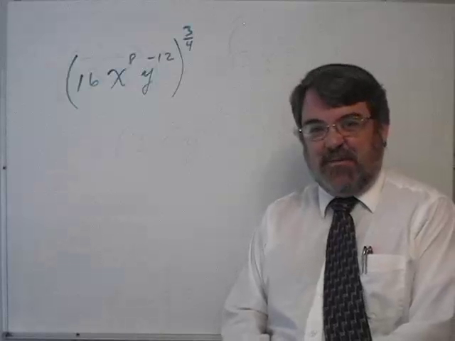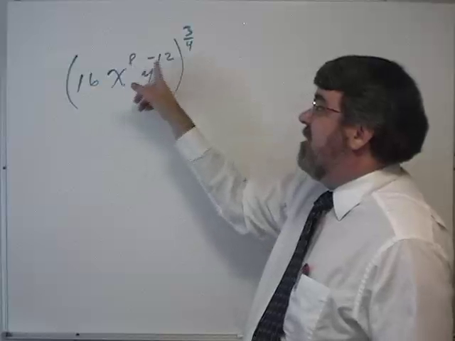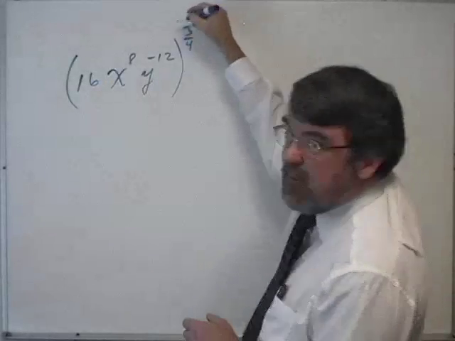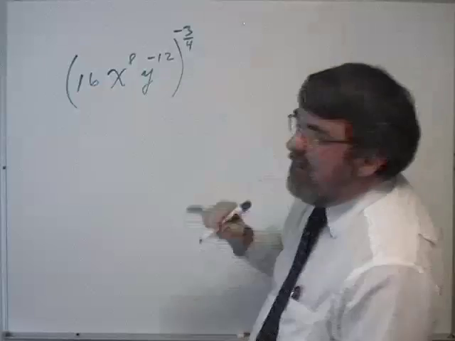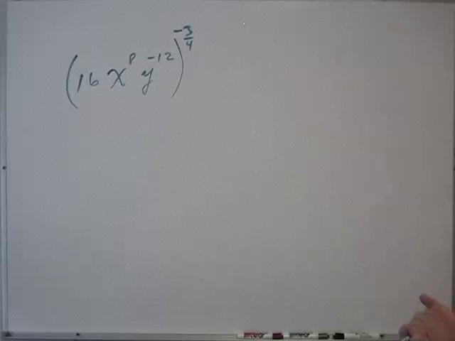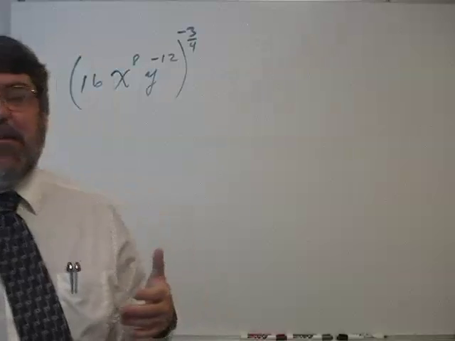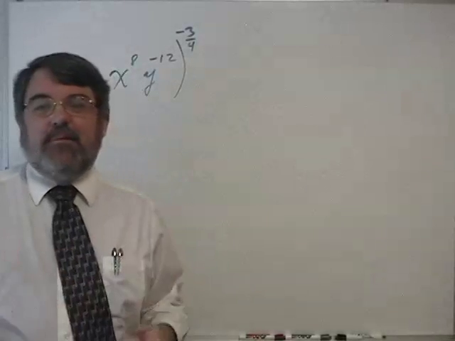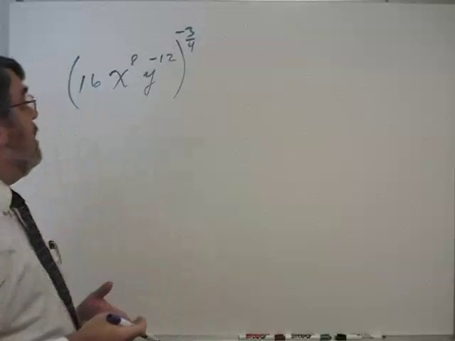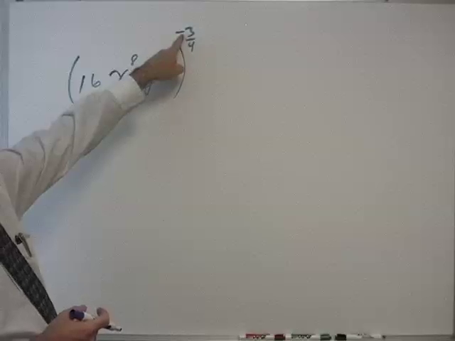One more example for this video. Here I've got 16x to the 8th, y to the negative 12th, raised to the, and let's make it more interesting, I'll make this a negative 3/4 power. Alright, so where do we go with this? A lot of times in these exponent problems you have several orders in which you can do things. And so I think I'm inclined to just go ahead and change that exponent to a positive.